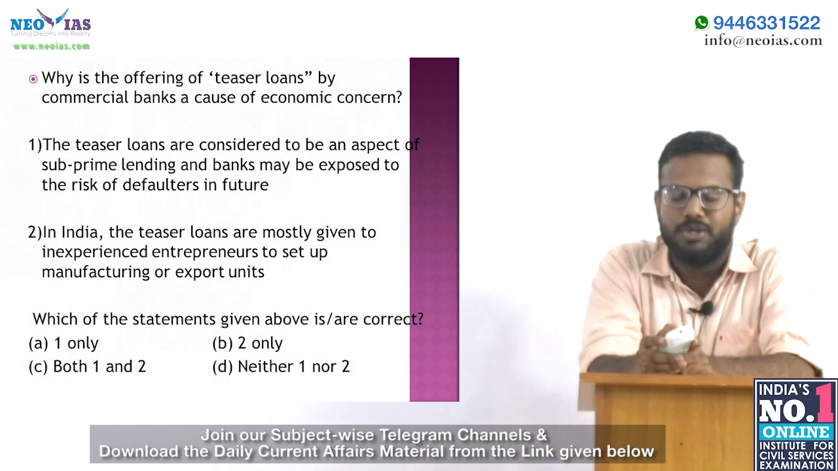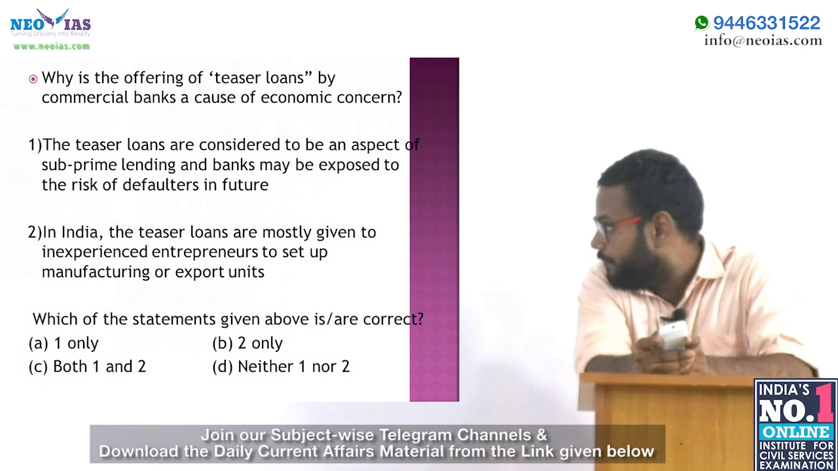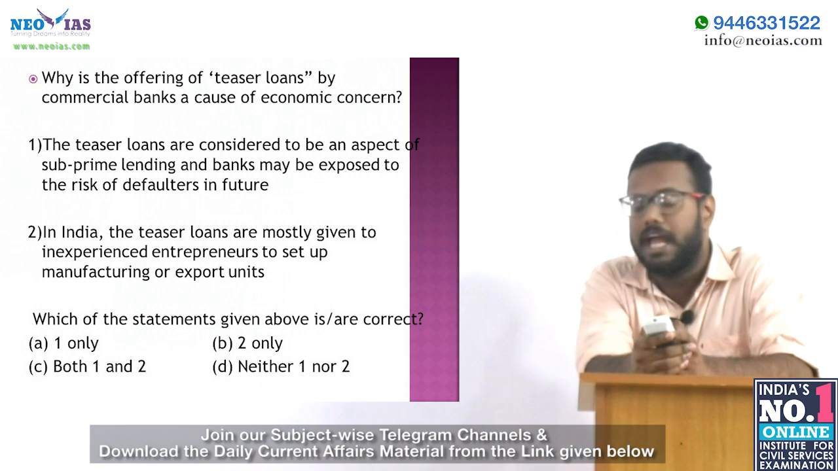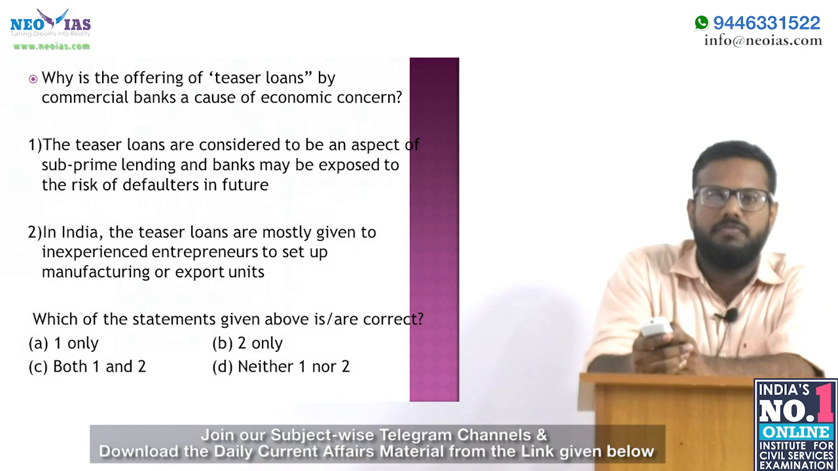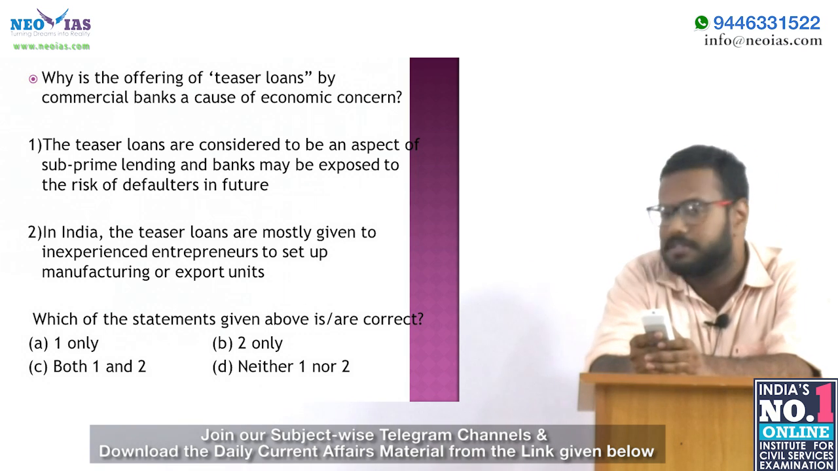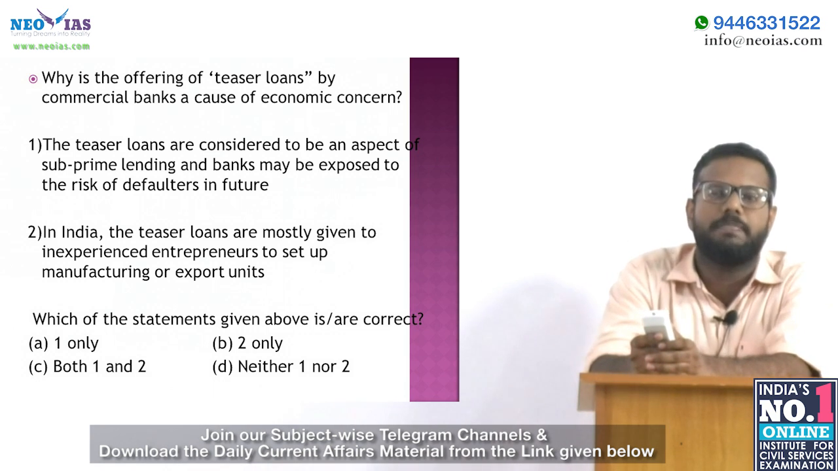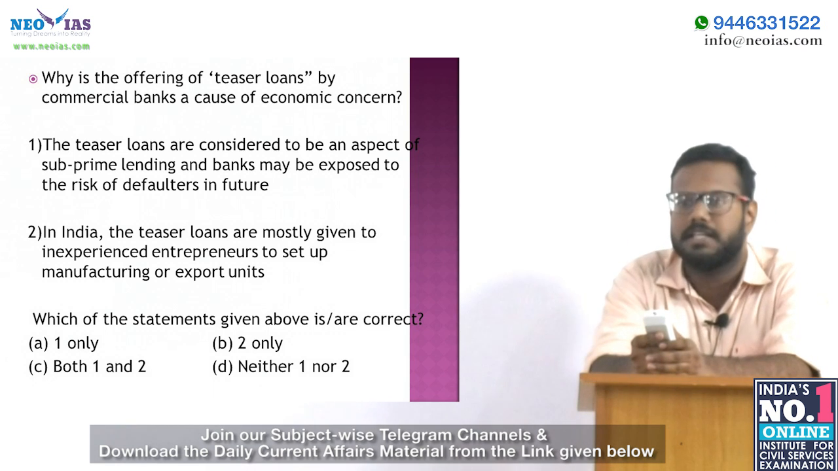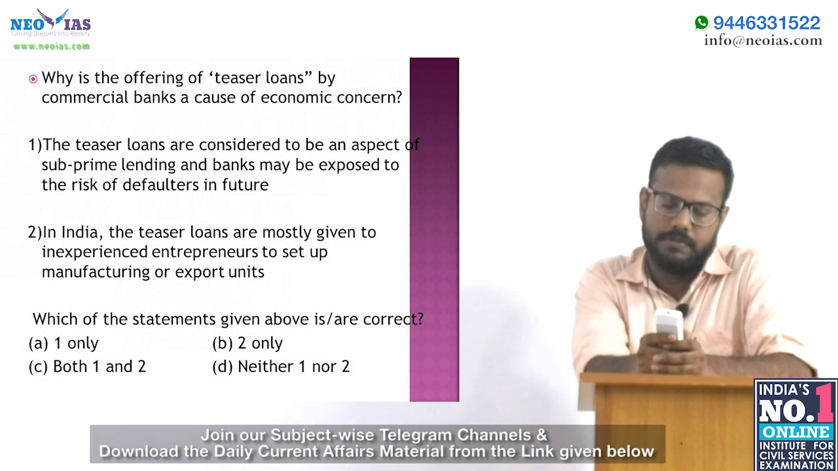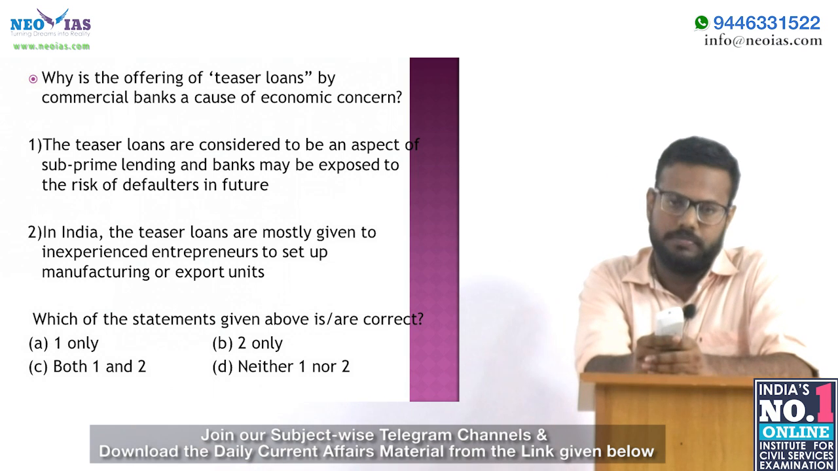And our final session is the PYQs, on which we have a question from the 2011 prelims in the economy section. The question is: why does the offering of teaser loans by commercial banks cause an economic concern? Statement 1: the teaser loans are considered to be a subprime lending and the banks may be exposed to the risk of defaulters in future. Statement 2: in India, the teaser loans are mostly given to inexperienced entrepreneurs to set up manufacturing or export units. Which of the statements given above is or are correct? A, 1 only. B, 2 only. C, both 1 and 2. D, neither 1 nor 2.